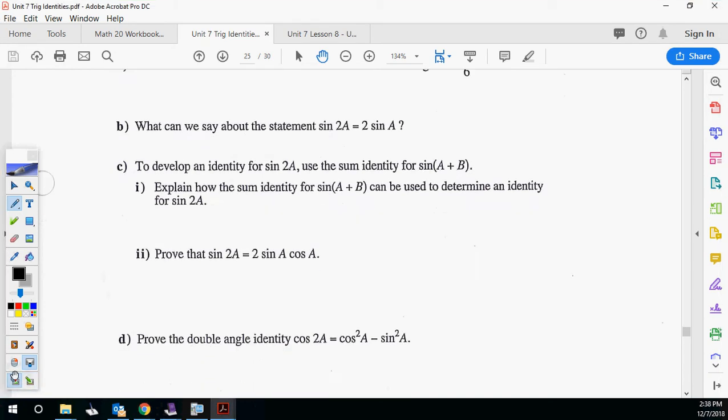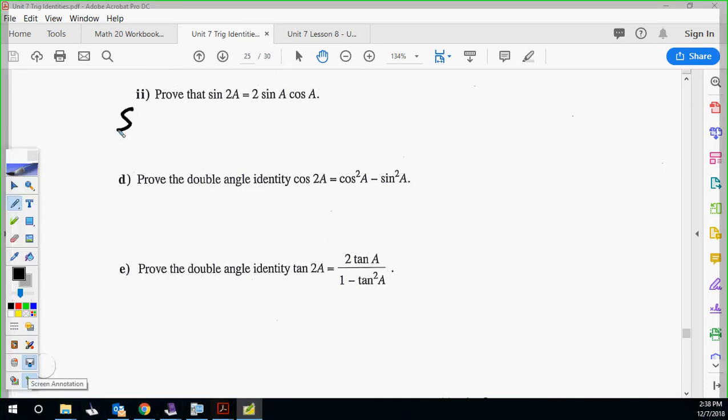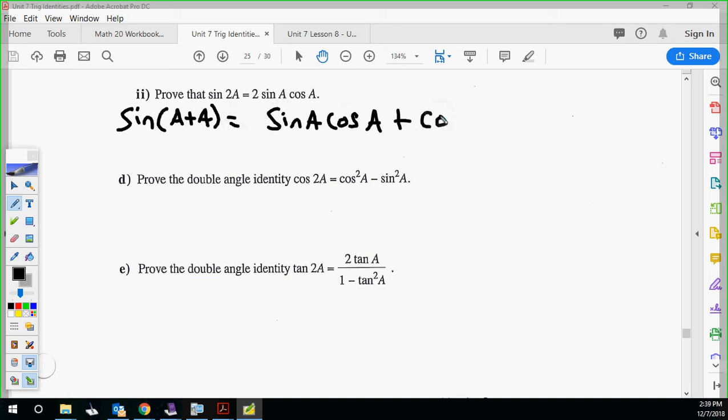So here we go. We're using the formulas at the top. Sine of 2a, we're going to treat as sine of a plus a, and we're going to do the sine formula. So it's going to be sine a cos a plus cos a sine a. Well, is sine a cos a the same thing as cos a sine a? It is. So we have 2 of them. And so we proved it. So there's your first double angle idea.